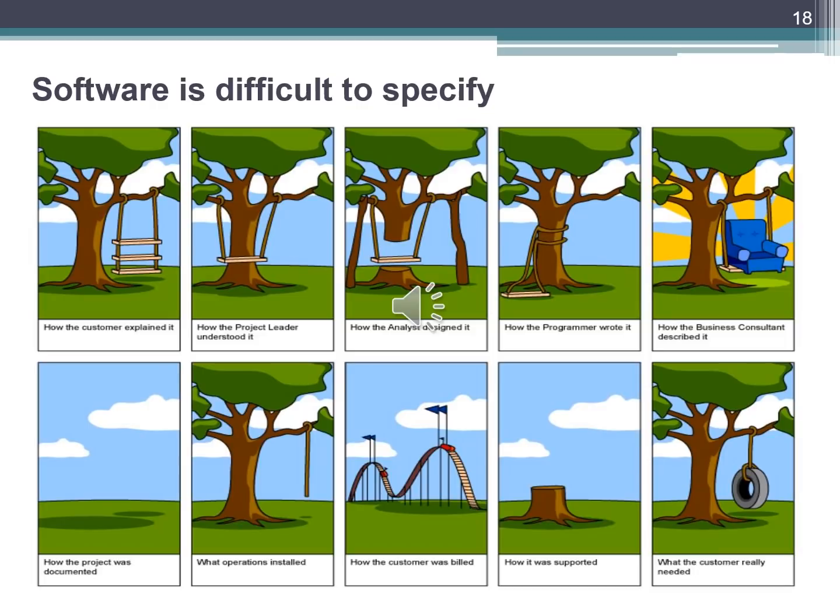Please do check the flow of figures that are on the slide. On the top left, you see how the customer explained it. Next to that, how the project leader understood it. Moving to the next, how the analyst designed it, how the programmer wrote it, how the business consultant described it, how the project was documented, what operations installed, how the customer was billed, how it was supported, and what the customer really needed.